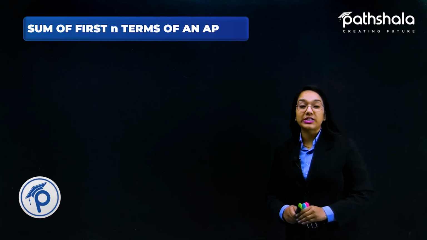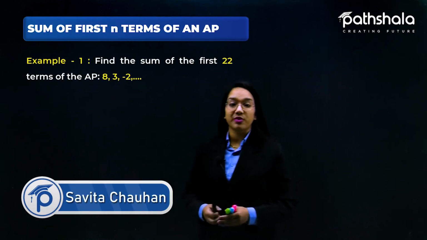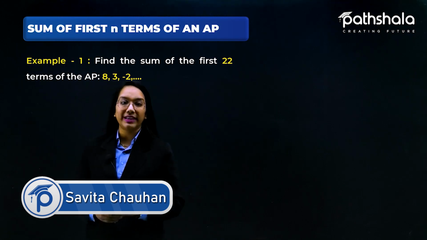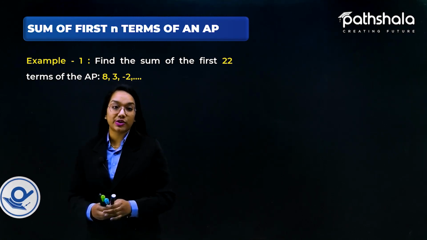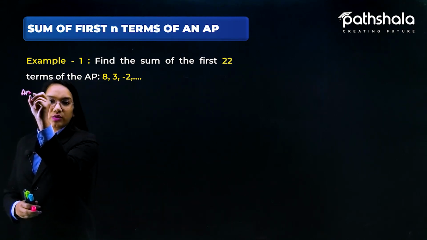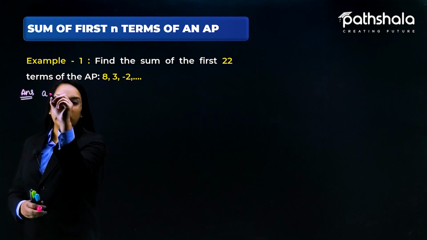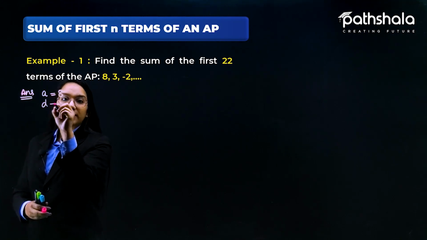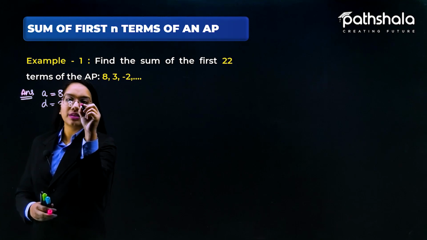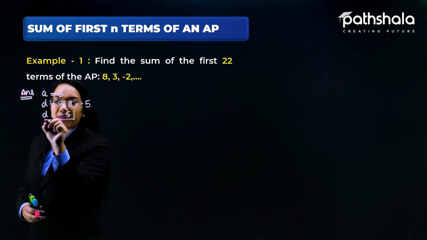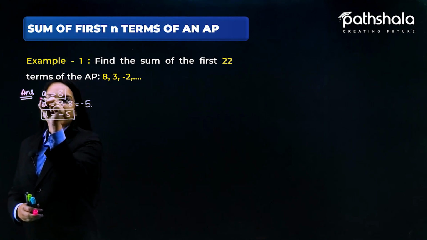Let's just see the very first example related to the sum of the n terms of an AP. It says find the sum of the first 22 terms of the AP, and the AP is given to us. Let me start the answer by taking the value of a, which is given to us as 8. The common difference is 3 minus 8, which is equal to minus 5. So d is minus 5 and a is 8.